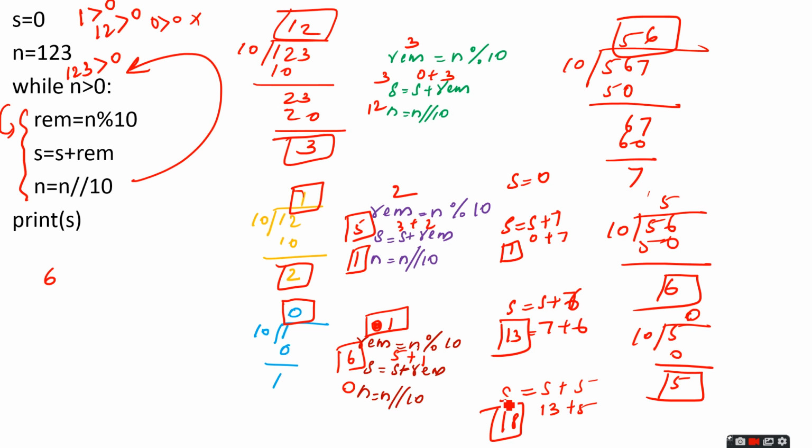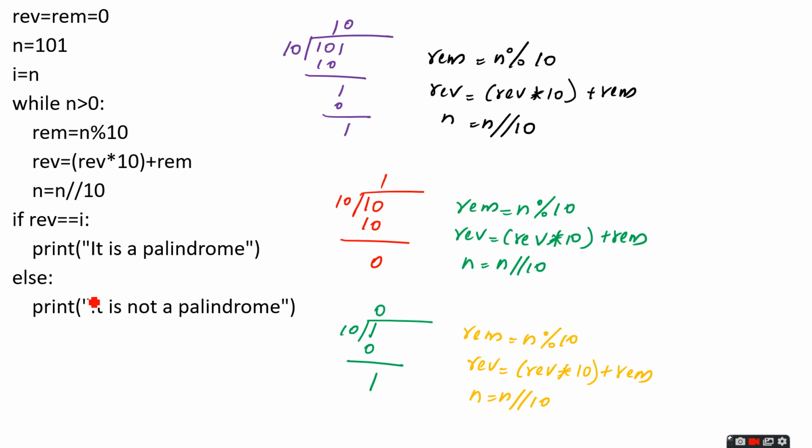So in this way we can find the sum of digits present in a number. That means we are continuously dividing this number, taking the remainder and quotient, and performing the sum. That's why we have given these statements inside the while loop. So in this way we can find the sum of digits present inside a number.